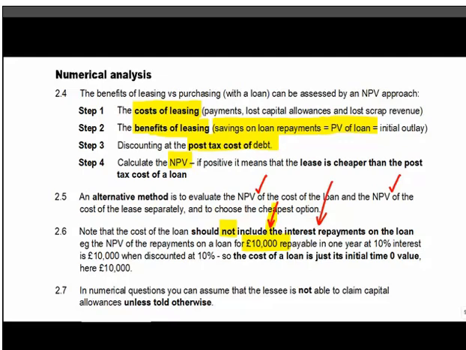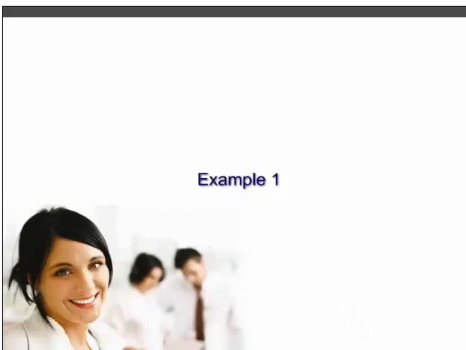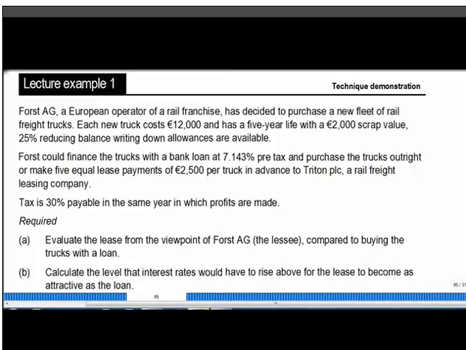In lecture example 1, the first requirement is to evaluate a lease from the viewpoint of a lessee, the person paying the lease payments, and to compare the lease to buying the trucks outright, buying an asset outright with a loan. Now this is the most common form of leasing question. We're going to go through it first of all with a simplified approach to the tax treatment of leases, and then we'll look at more complicated tax treatments a little bit later.